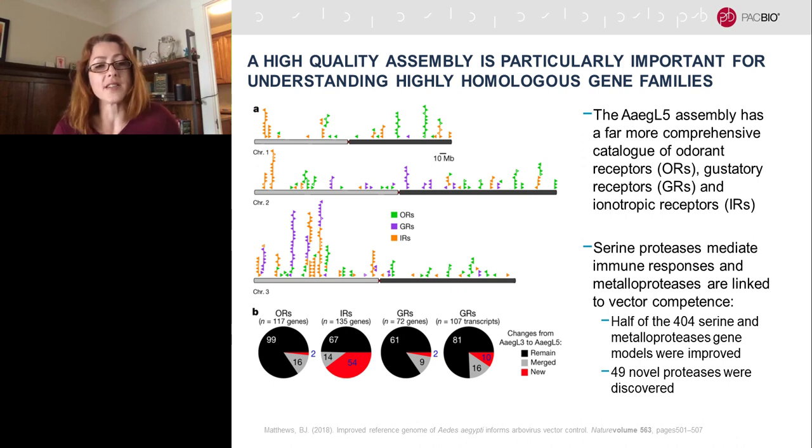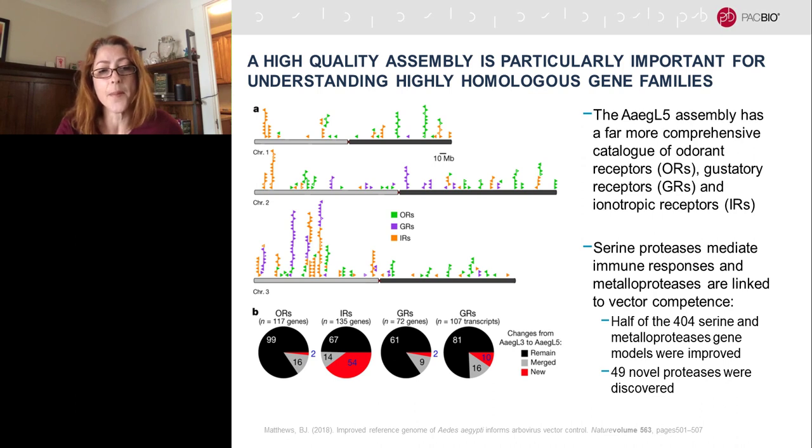And of particular interest to these authors was the enormous class of odorant receptors, gustatory receptors and ionotropic receptors, all different kinds of chemosensory molecules that are highly diverse and also very homologous. This is kind of like the worst case scenario, the most difficult to assemble part of the genome. And they wanted to point out what a bang up job long-read sequencing did with identifying all of these.